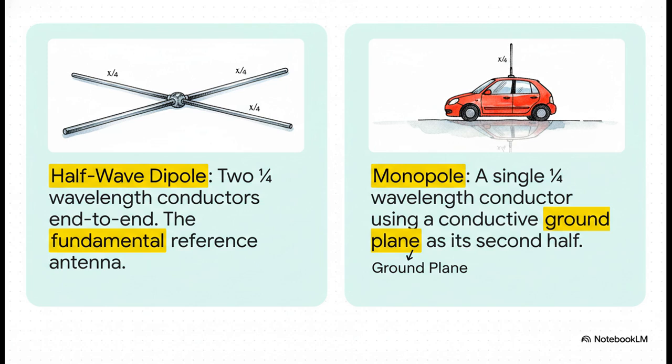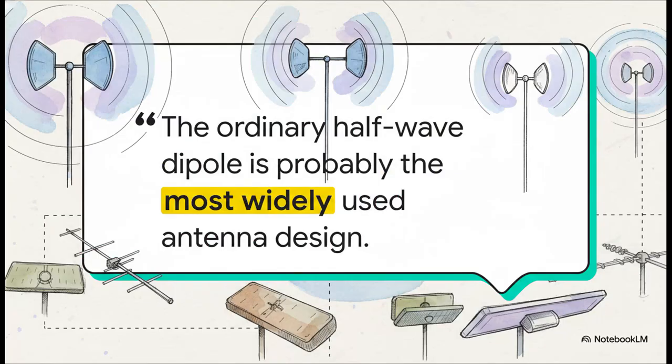It's a single quarter-wave element, and it cleverly uses a conductive surface, like the metal roof of a car, to act as its other half. That's exactly why those simple whip antennas on vehicles work so well. They're using the whole car as part of the antenna system. And because it's so common and so predictable, the half-wave dipole is really the benchmark. It's the standard that we measure all other antennas against. If you understand the dipole, you've got a solid foundation for all of antenna theory.